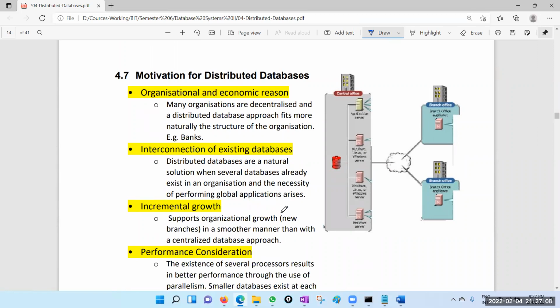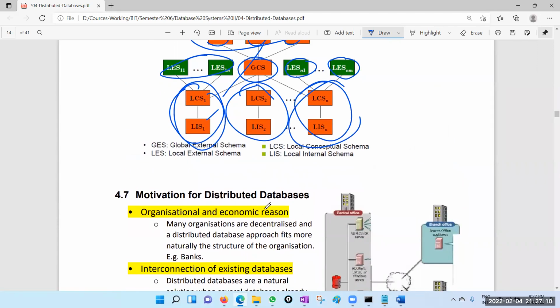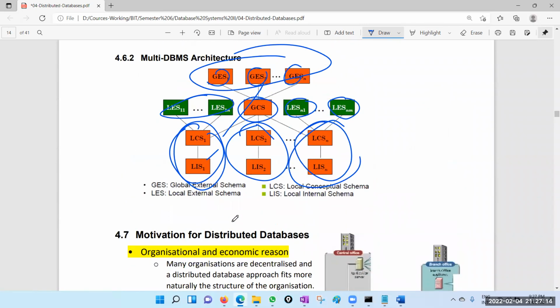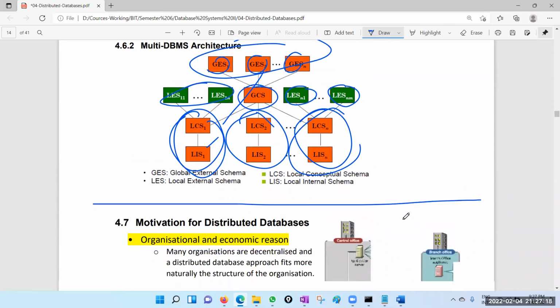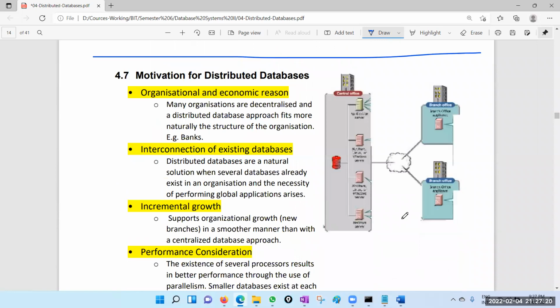Right. So why do we need distributed databases? Actually we should have mentioned this at the very beginning. Why do you want to keep our database in different sites rather than keeping everything in one site?